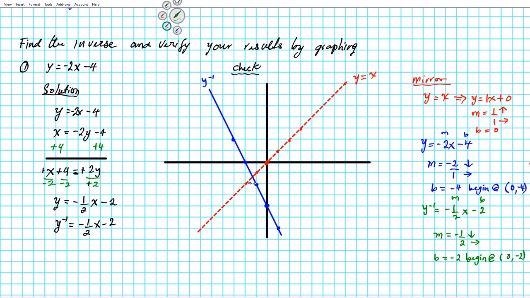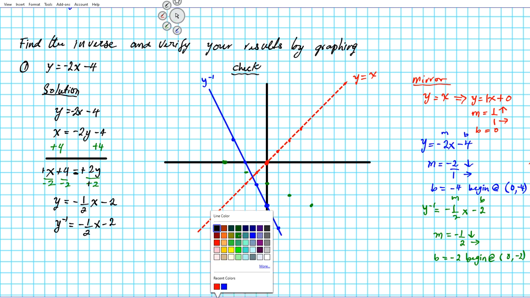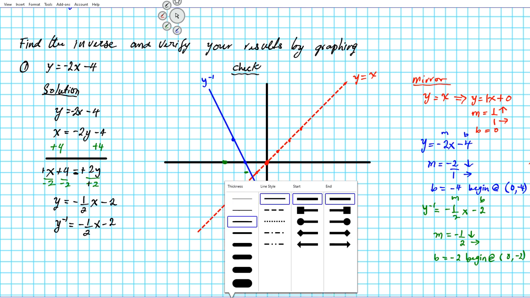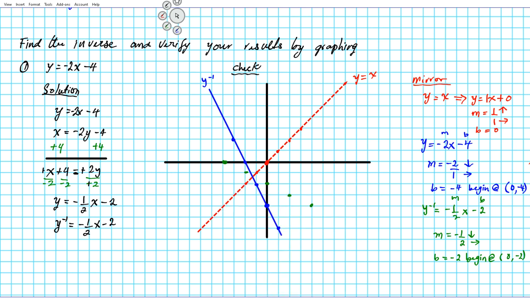So let's graph it. Starting at (0, negative 2), we're going to drop 1, run 2, or go up 1, back up 2. All right, go up 1, back up 2. So you have that straight line for your inverse. Okay, so let's go ahead and draw that. Make it a little bit slimmer. All right, so there goes our line right here.